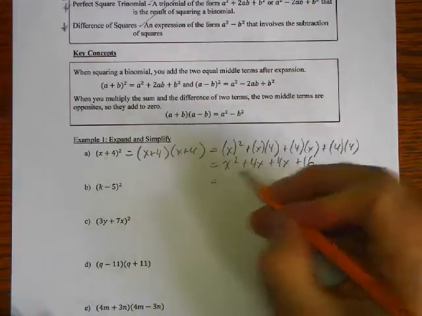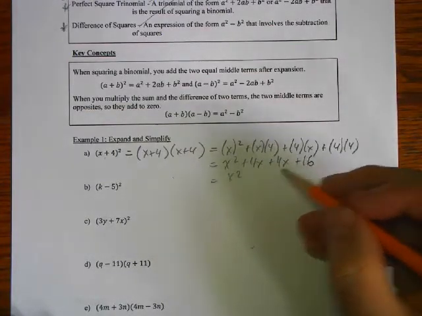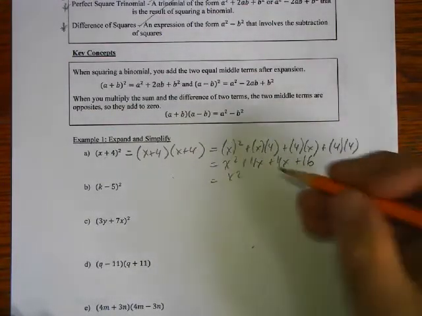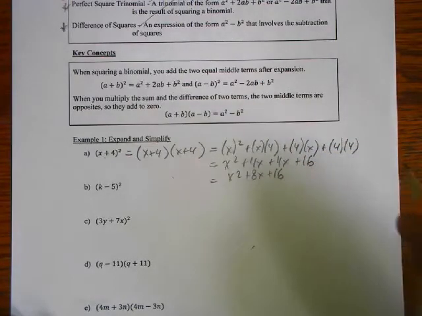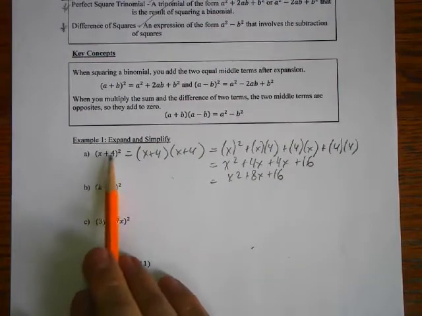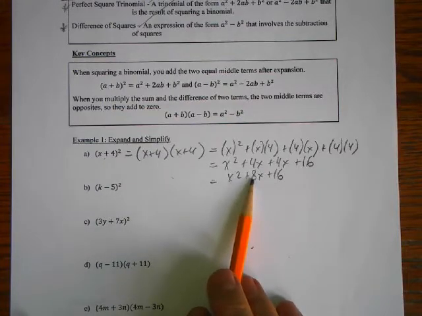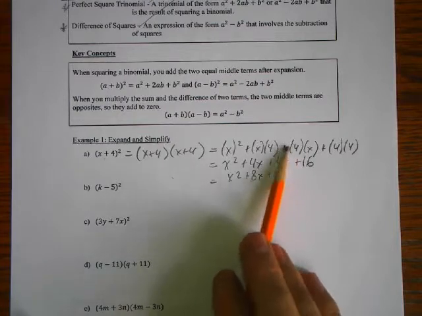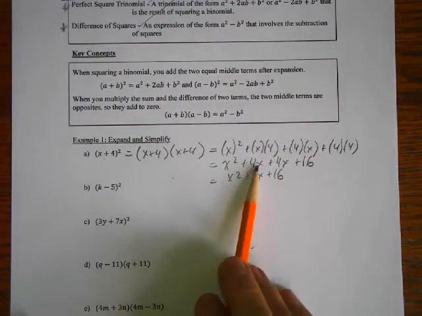And when we combine them together, we get x squared plus 8x plus 16. So this shows you that if you just said, oh, this is just x squared plus 4 squared, or x squared plus 16, that's not right, because there's actually an 8x here. Where did that 8x come from? Well, it came from our outside and our inside multiplications. We got 4x each time.